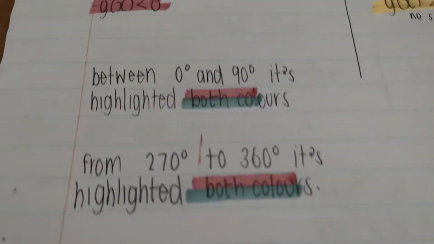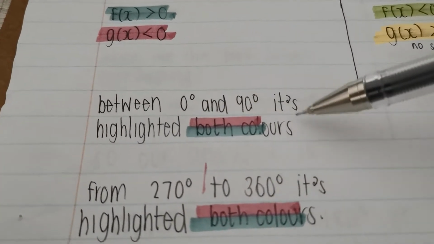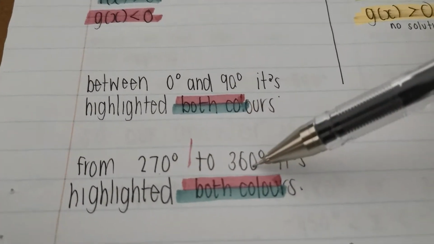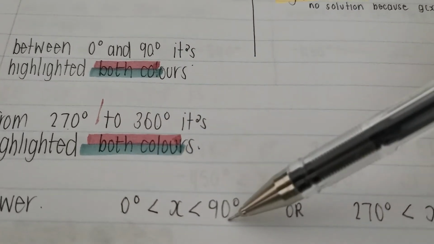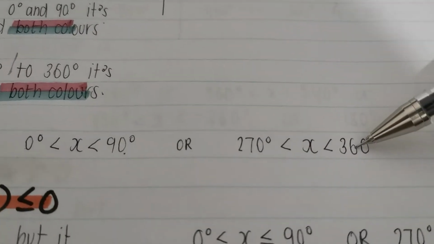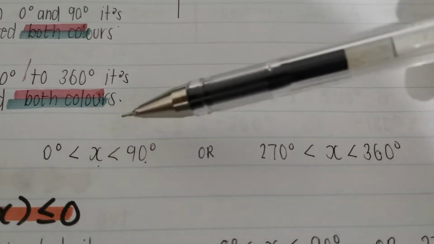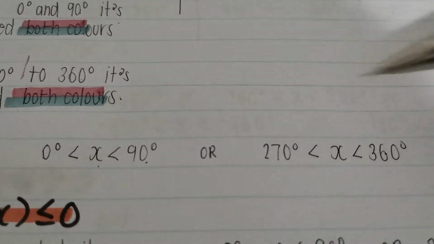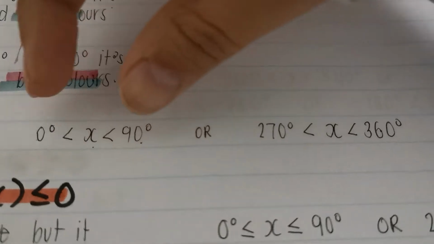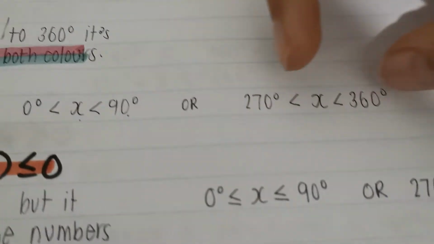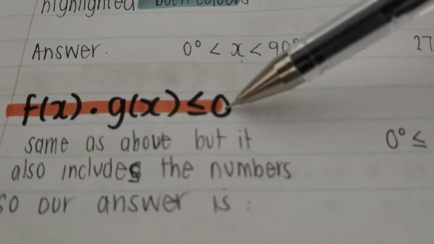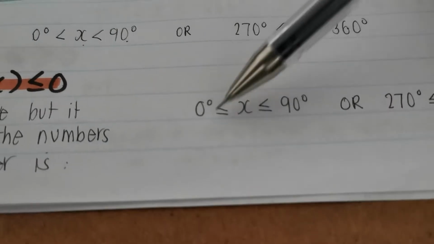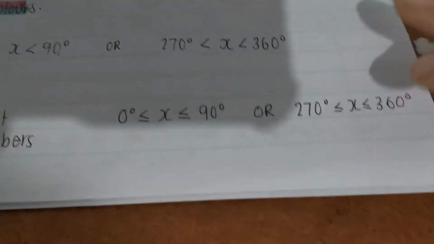So where are we going to write our solution? Between 0 and 90, both colors highlighted. Between 270 and 360, both colors. So how do we write our solution? Between 0 and 90 or 270 and 360. Don't forget to put the x in the middle. It always faces the left hand side. If it's a sandwich, it's sandwiched between the 0 and the 90 or sandwiched between the 270 and 360. Same thing if they say f of x times g of x less than or equal to 0. Same thing, just this time we're going to have it included, isn't it?